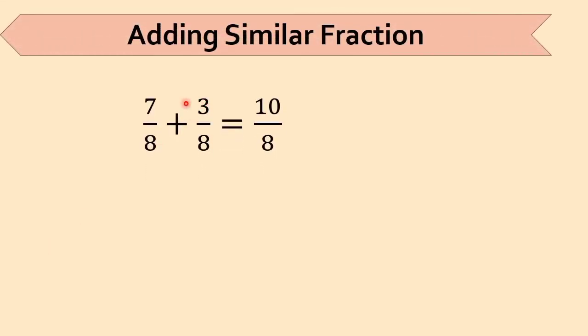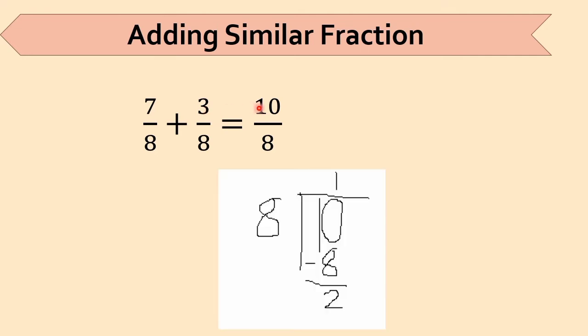For example, 7/8 plus 3/8. So they already have the same denominator. So we are just going to copy the denominator, which is 8. And then we are going to add the numerators 7 and 3. So 7 plus 3 equals 10. And then we are going to reduce 10/8 by dividing it.